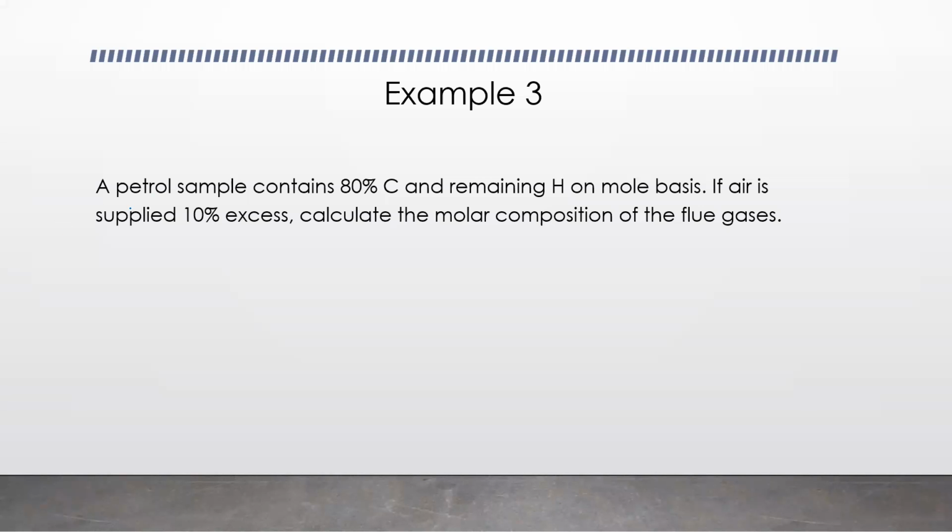Okay, so let's see how this problem is done. A petrol sample contains 80% carbon and remaining hydrogen on mole basis. If air supplied is 10% excess, calculate the molar composition of the flue gas. This is quite easy, but let's see. So I'll draw the block diagram for this.